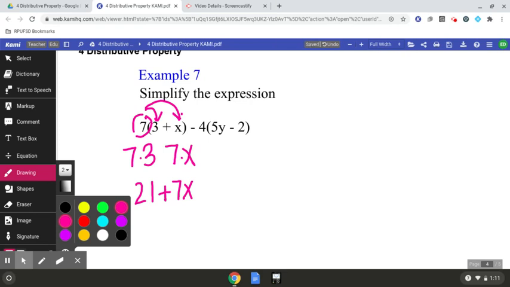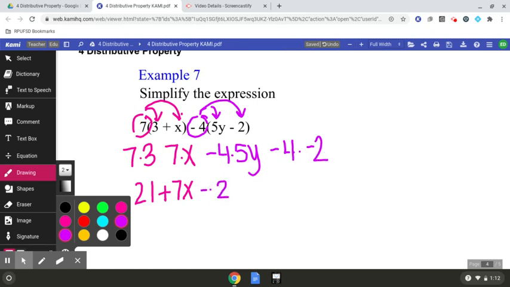Then if I keep going, I am now distributing a negative 4. Make sure you carry that symbol. So negative 4 times 5y, and then negative 4 times a negative 2. So negative 4 times 5y is a negative 20y. And negative 4 times negative 2 is a positive 8. And now when we look at this one, I can't combine any of my letters. So again, this is an acceptable answer. You can stop right there.